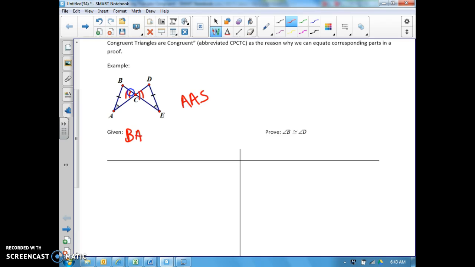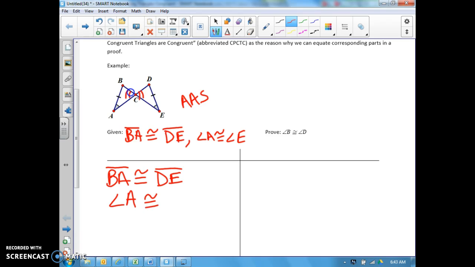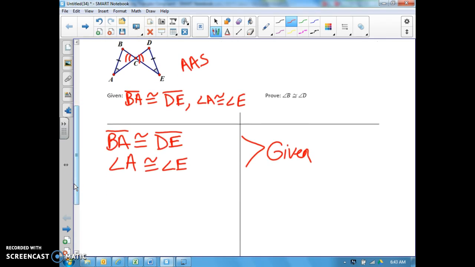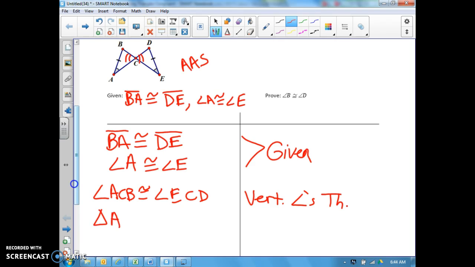They give me that BA is congruent to DE, and that angle A is congruent to angle E. And we've already analyzed our diagram to see that we need to say that angle ACB is congruent to angle ECD by the vertical angles theorem. So therefore, triangle ACB is congruent to triangle ECD by AAS, angle, angle, side.